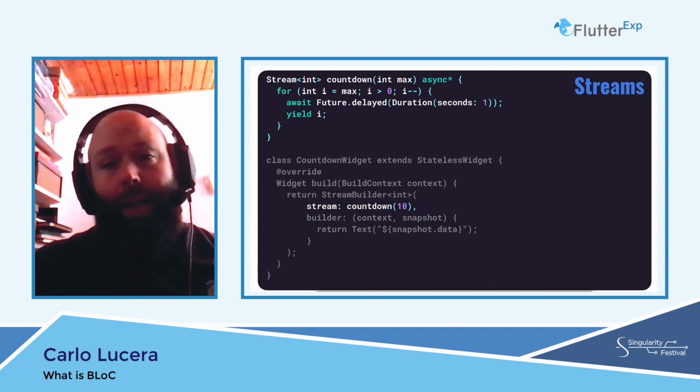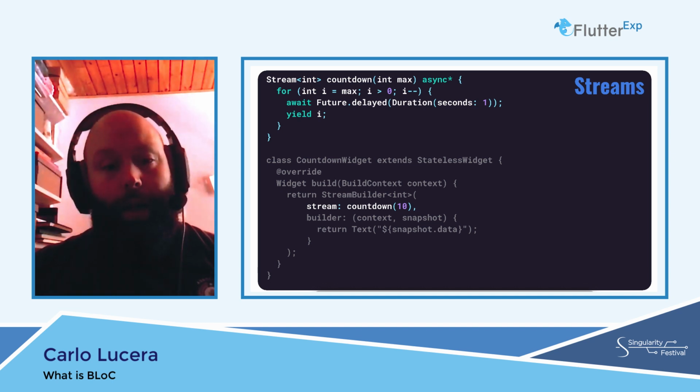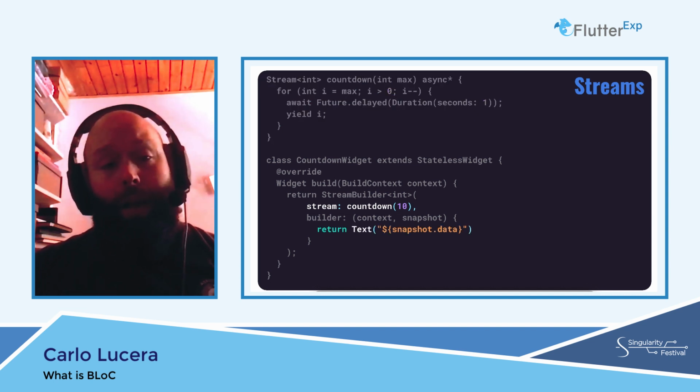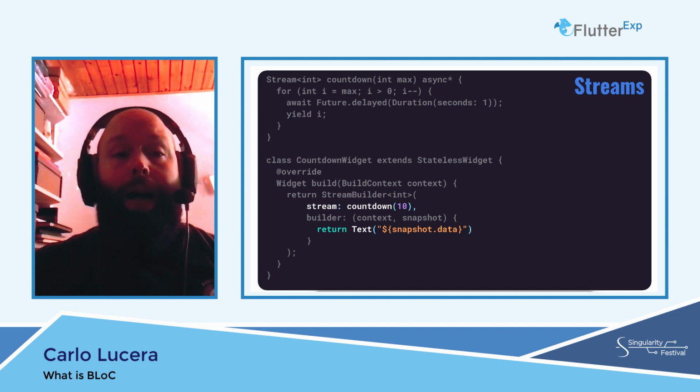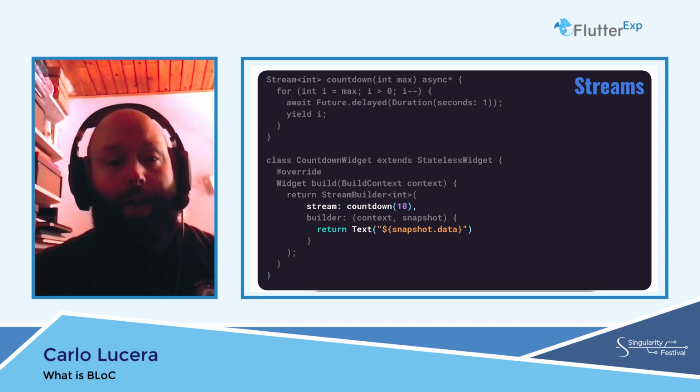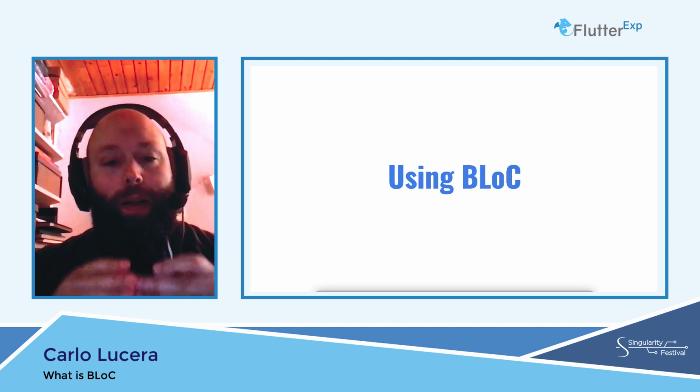What will happen in the UI? The widget is rebuilt every time the stream yields a new value. So when you print the value of snapshot, we will have a decreasing value over time. 10 the first time, then until 0 it will decrease by 1 every second, because I put the await there.